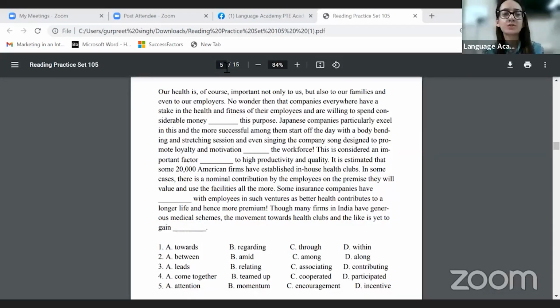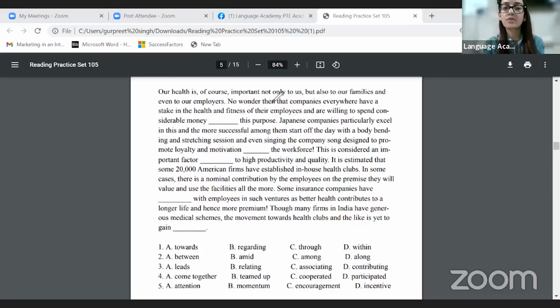Employees are willing to spend considerable money regarding this purpose. So you spend money regarding a purpose. Take it, make a general sentence: how will you complete a sentence that I am spending a lot of money on this project? Will you say I'm spending a lot of money regarding this project? Regarding is about. You say about this purpose, I'm spending money for this purpose.